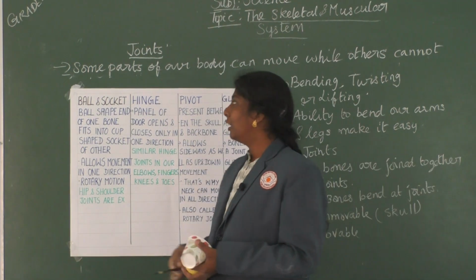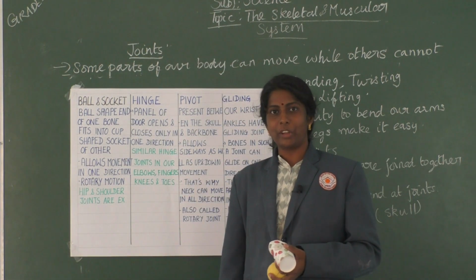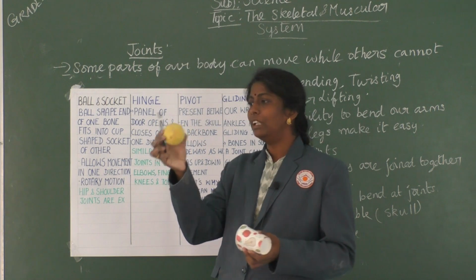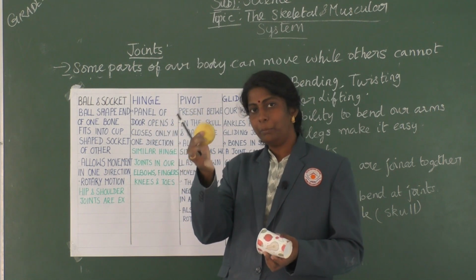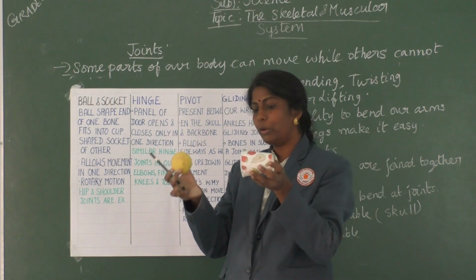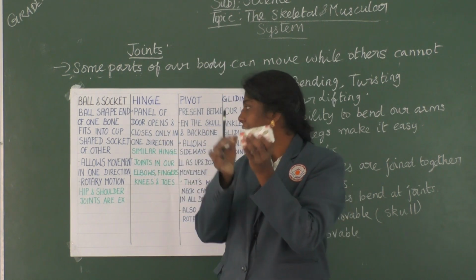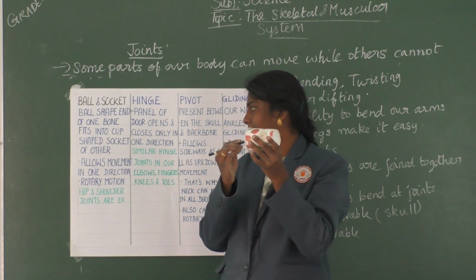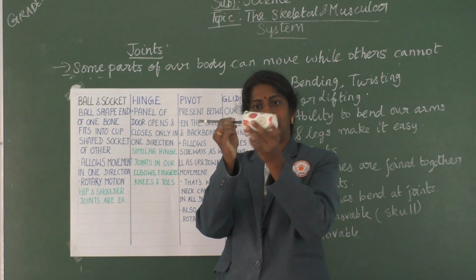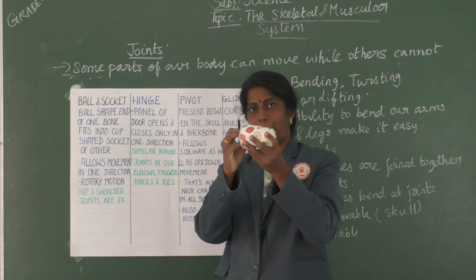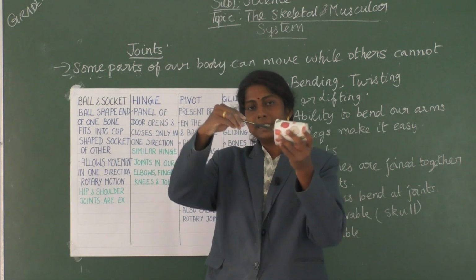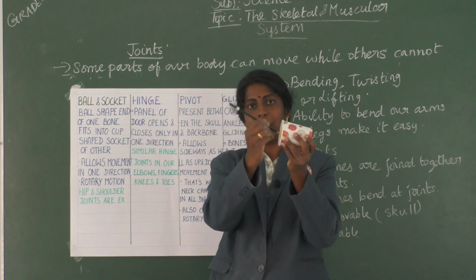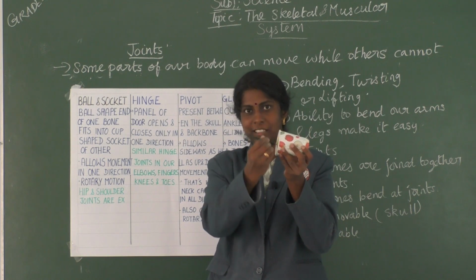Now children, about the ball and socket joint. The ball shaped end of one bone will go and fit into the cup shaped socket of the other. So imagine here the ball is placed inside the cup. Is it not? Now this ball can be moved in any direction. Is it not?